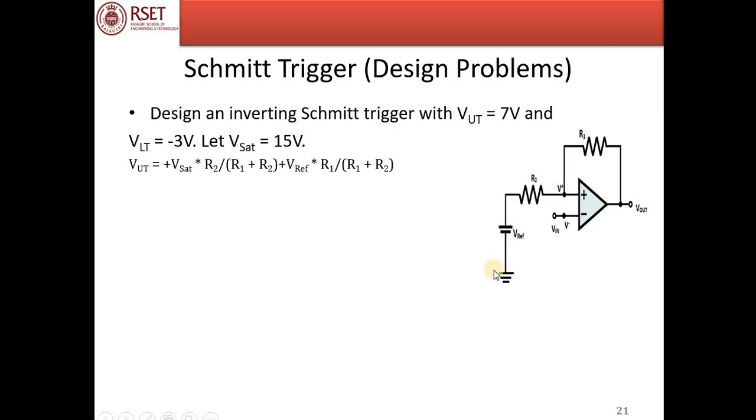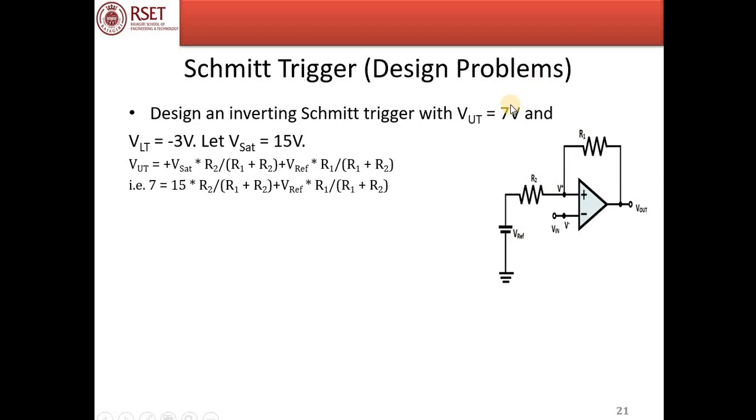Now we need to find out the contribution due to Vref. For that we ground V output. And what is the contribution to V plus due to Vref? Vref into R1 by R1 plus R2. So we can write the equation as upper threshold voltage VUT is equal to plus Vsat into R2 by R1 plus R2 plus V reference into R1 by R1 plus R2, by the application of principle of superposition and potential divider.